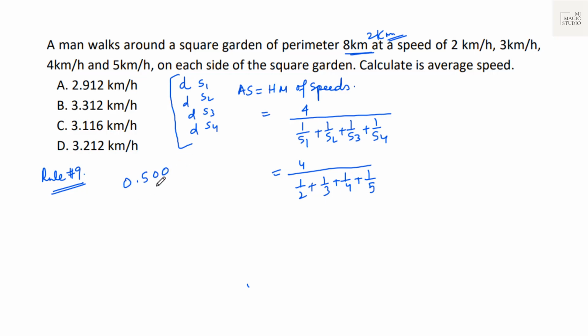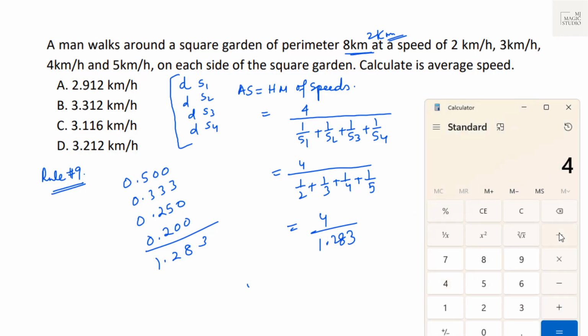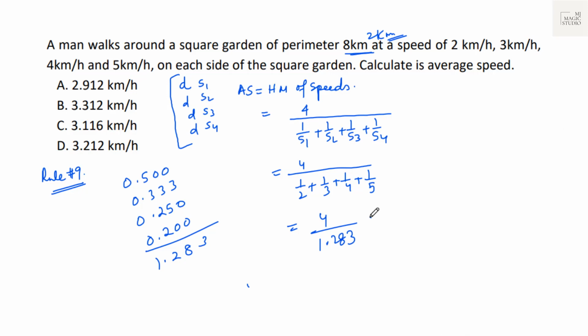So 1 by 2 is 0.500. I'm taking 3 digits because the answer is given in 3 decimal digits. 1 by 3 is 0.333. 1 by 4 is 0.250. 1 by 5 is 0.200. So it is 1.283. So average speed is 4 by 1.283. Let's see. 4 divided by 1.283 gives 3.117. 3.117 kilometers per hour, which is there in option C.